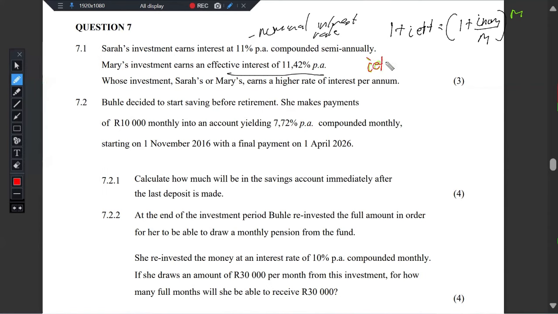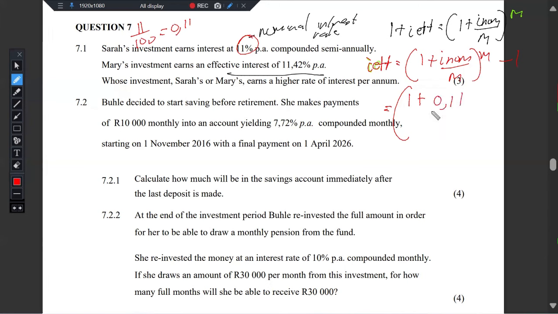So the effective rate is equal to 1 plus i nominal over m, to the exponent of m, then minus 1. At this point, you can start substituting. It's 1 plus your nominal. Remember, you don't write 11% just like that. You need to first divide it by 100. It gives you 0.11. They said it's compounded semi-annually, right? So semi-annually means that we have to have over 2 here, and then also a 2 here, then minus 1, right? Then at this point, you simply punch all of that into your calculator.